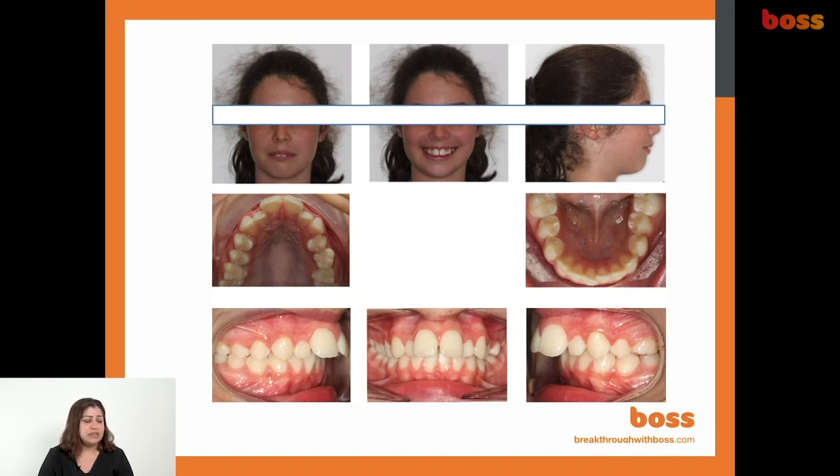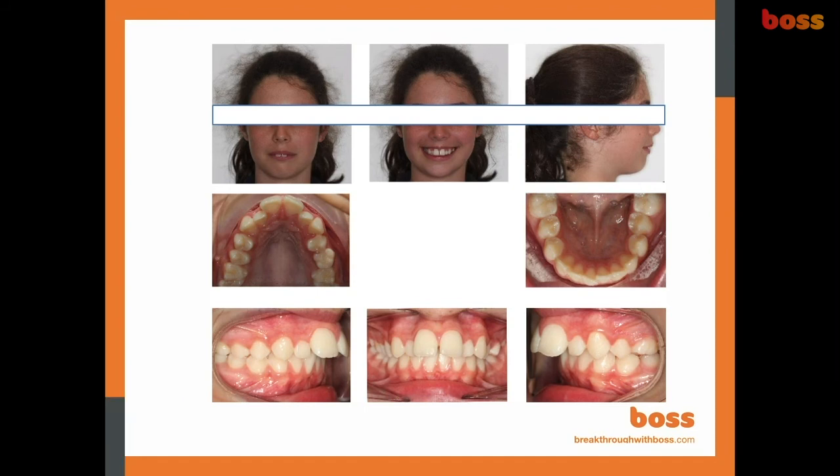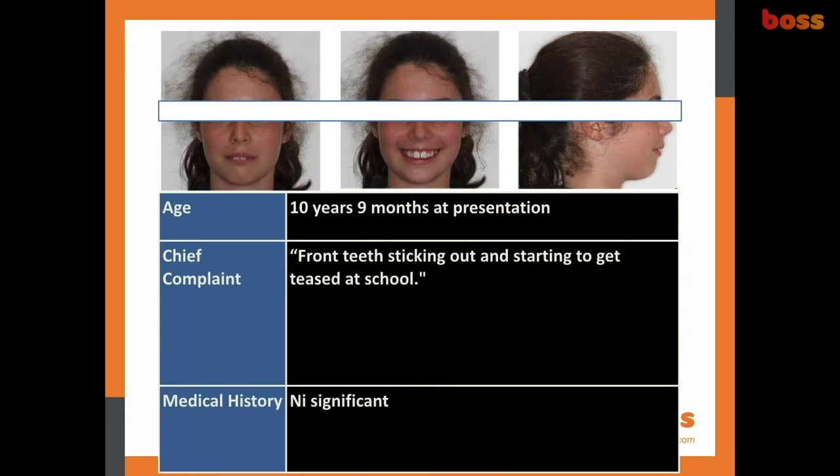You can see that her lower incisors are retroclined, and it might indicate that she had a prolonged thumb sucking habit. You can also see that her upper incisors go up in a reverse shape, like a reverse arc. So it's a reverse smile arc. She's relatively early in presentation. She's only under 11 years of age, and her biggest chief concern was front teeth sticking out and being teased at school.